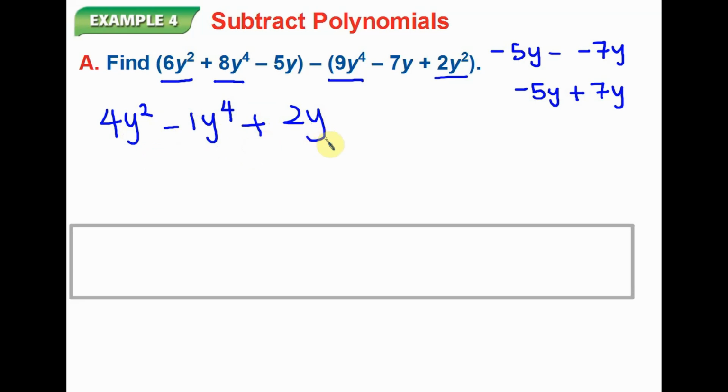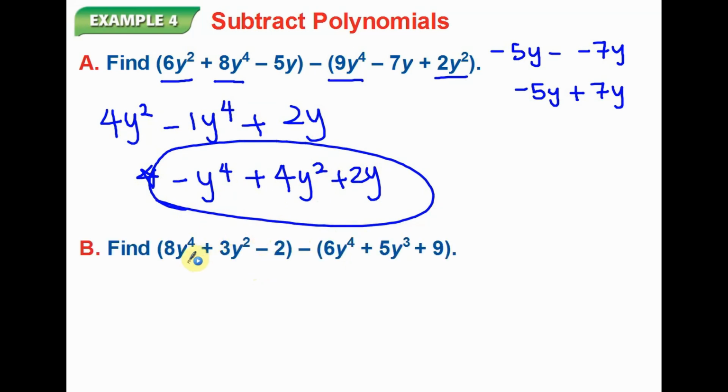As you see, it is not in standard form. I know that they didn't really ask you to write in standard form, but if you want to practice, you can write it as negative y to the fourth power, and then the second largest will be plus 4y squared plus 2y. This will be my answer.